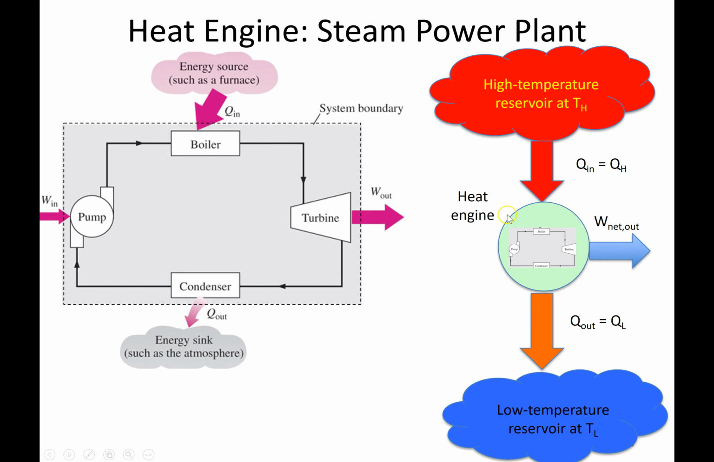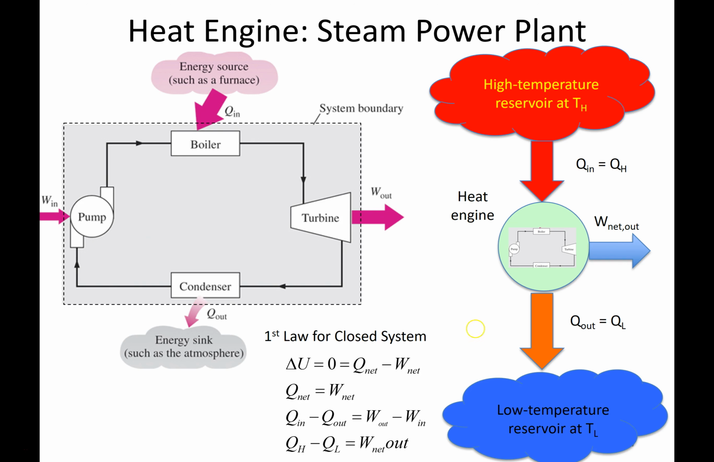So this is how we write it in terms of a simple schematic. You have a reservoir at a high temperature, TH. We supply energy into the cycle, the heat engine. We get work out, and we have some Q out that goes to a sink. So if we do the first law on this, it's a closed system. The entire system doesn't change temperature, so delta U is 0. Then we have Q minus W net.